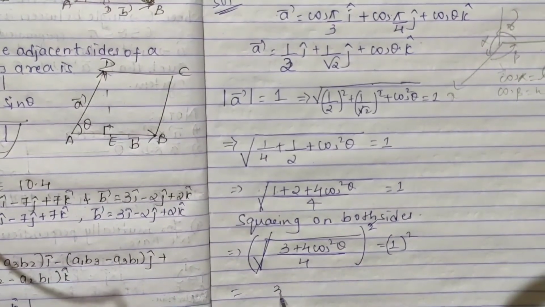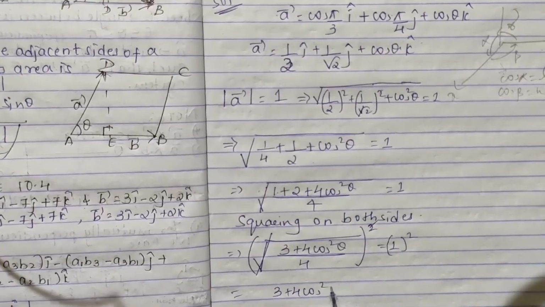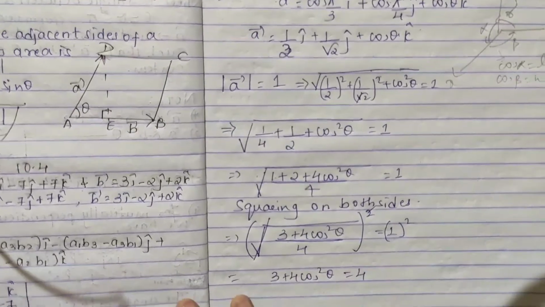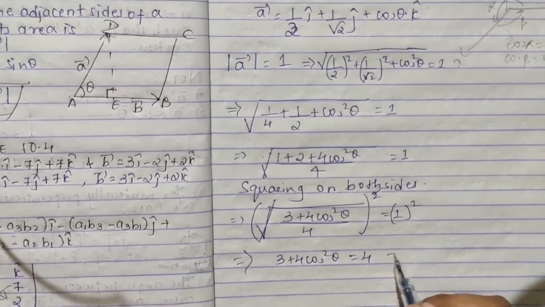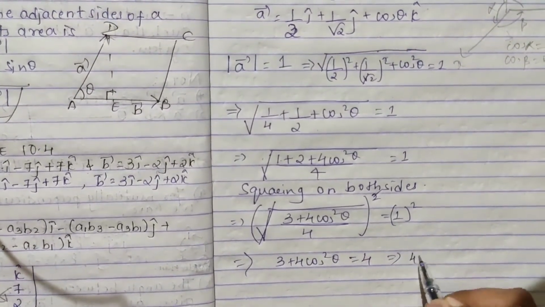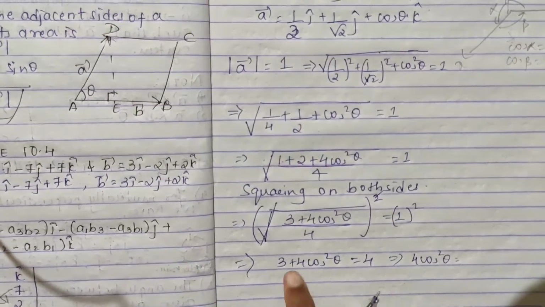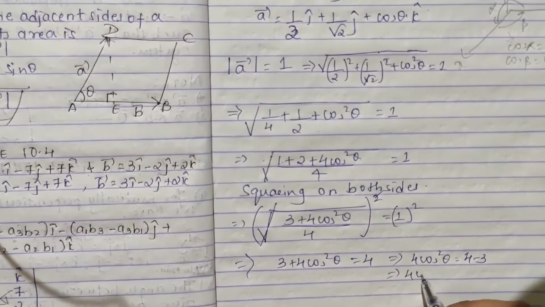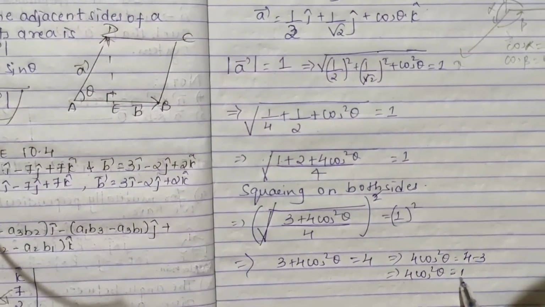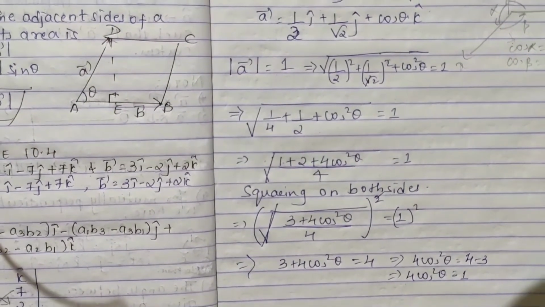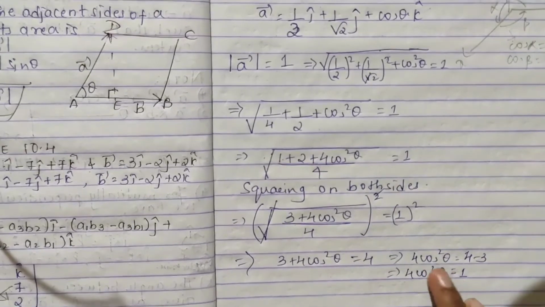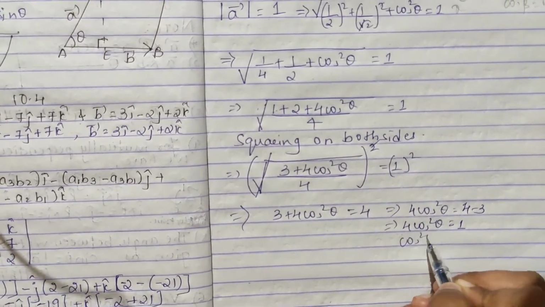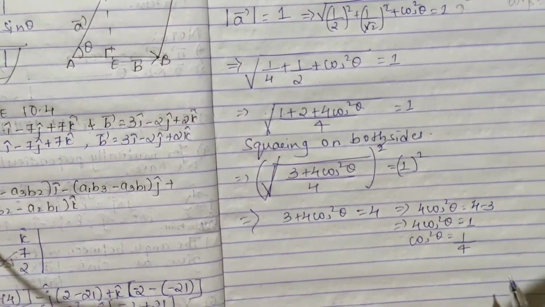So I will be left with what? 3 plus 4 cos square theta. 4 take it to the other side, so 4 ones are 4. 3 take it to the other side, you will get 4 cos square theta: 4 minus 3 is 1. I want to find theta, right? So I should write cos square theta is equal to 1 divided by 4.